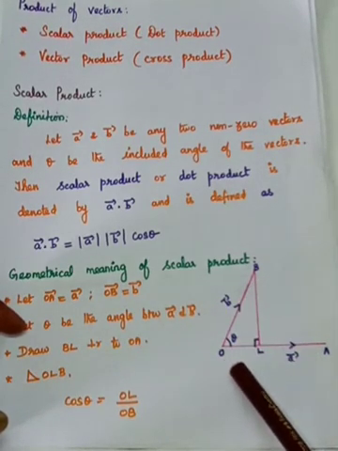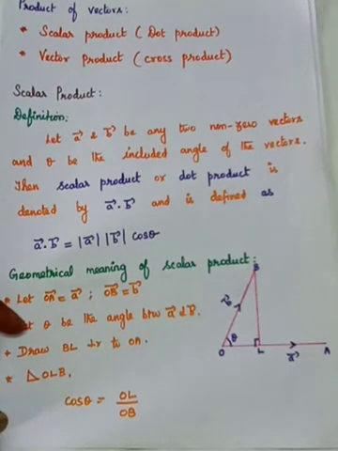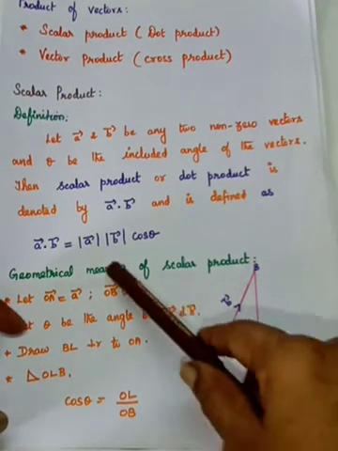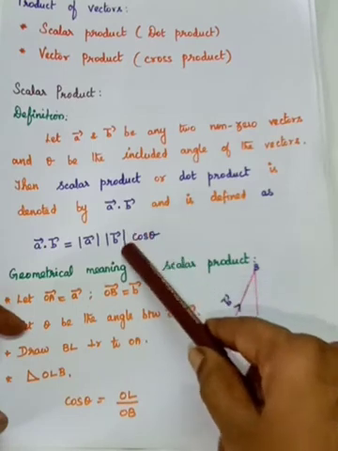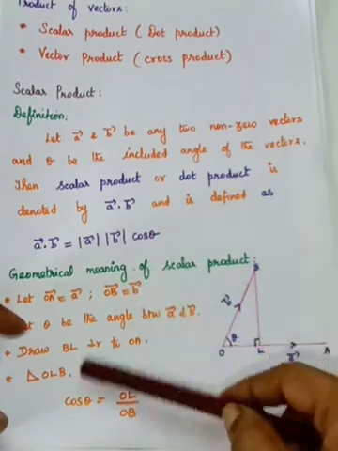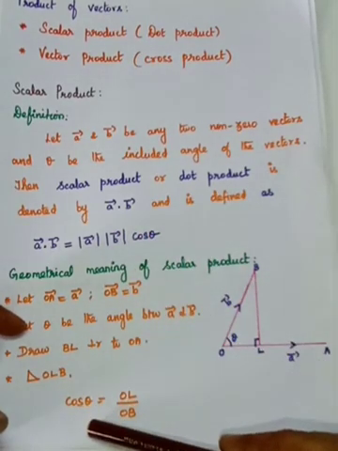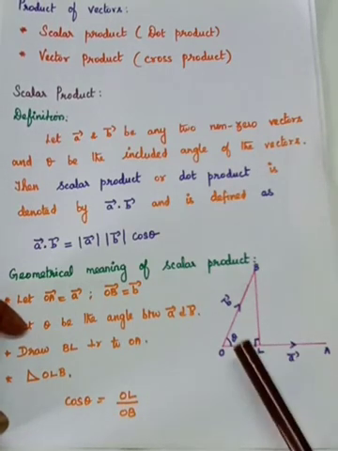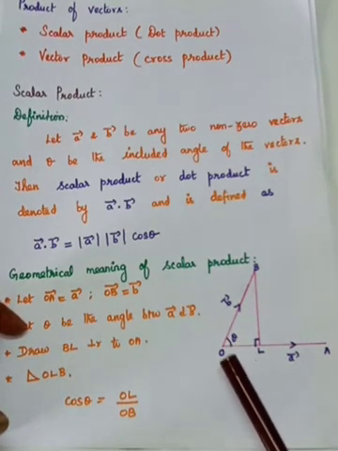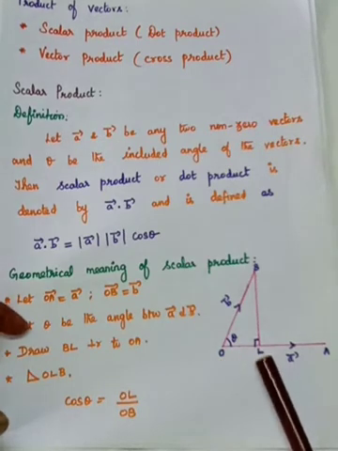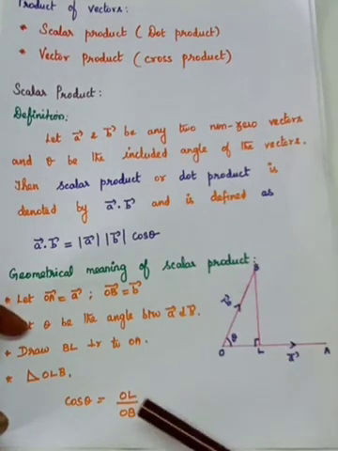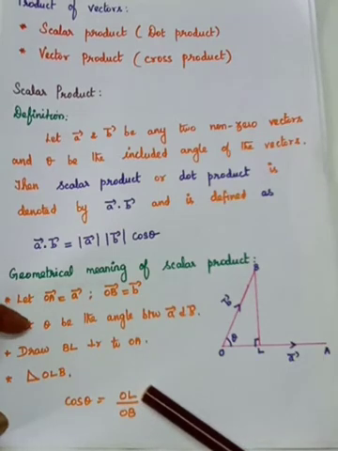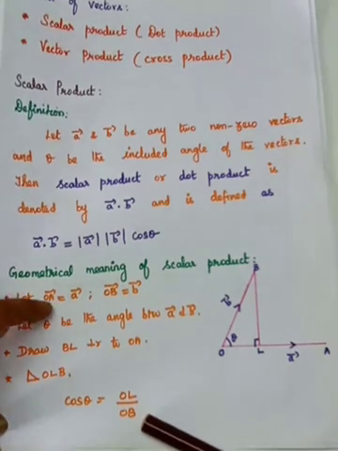You are going to find cos theta. What's the need to find cos theta? Because in the definition of the scalar product, cos theta is involved. Cos theta means adjacent side by hypotenuse. For this theta, which is your adjacent side? OL. What is your hypotenuse? OB. That's why we have written cos theta is equal to OL by OB.